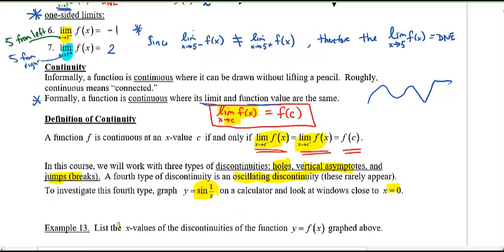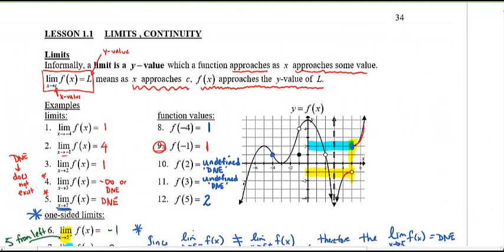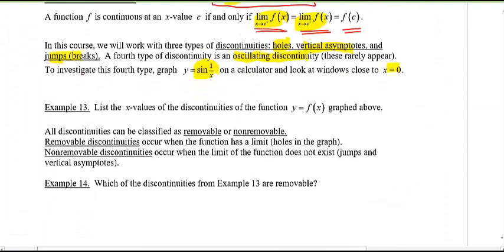All right, back to our notes, example number 13. Can you look at the discontinuities of that graph from above and tell me at what x values you find discontinuities? Yes, I think you can see one here, a hole at -1, a hole at 2, ooh, an asymptote at 3, and a jump at 5. So there are 4 places where there are discontinuities: x equals -1, 2, 3, and 5.